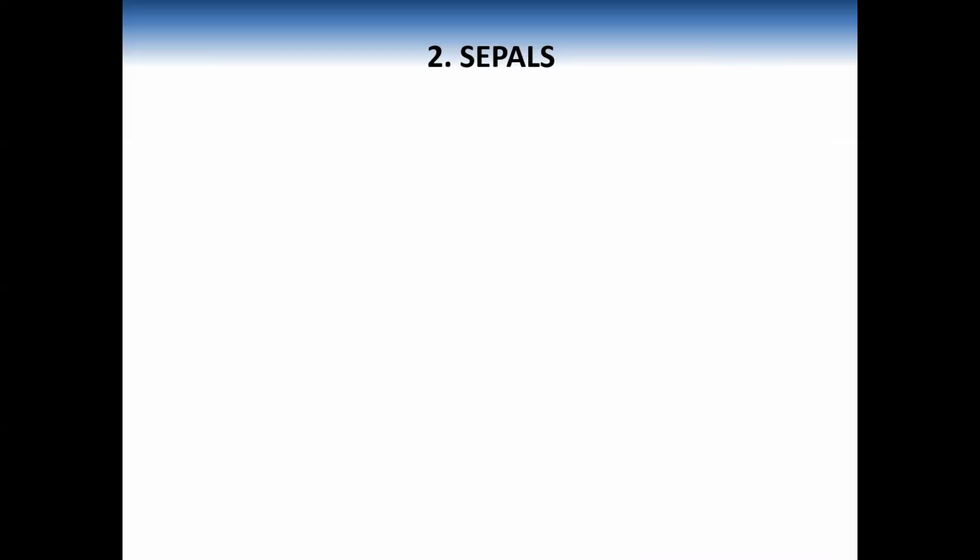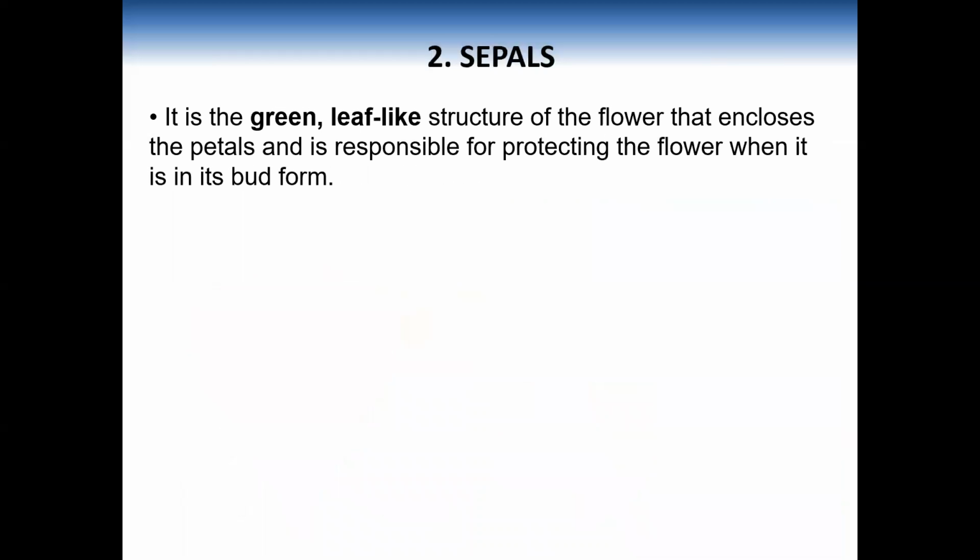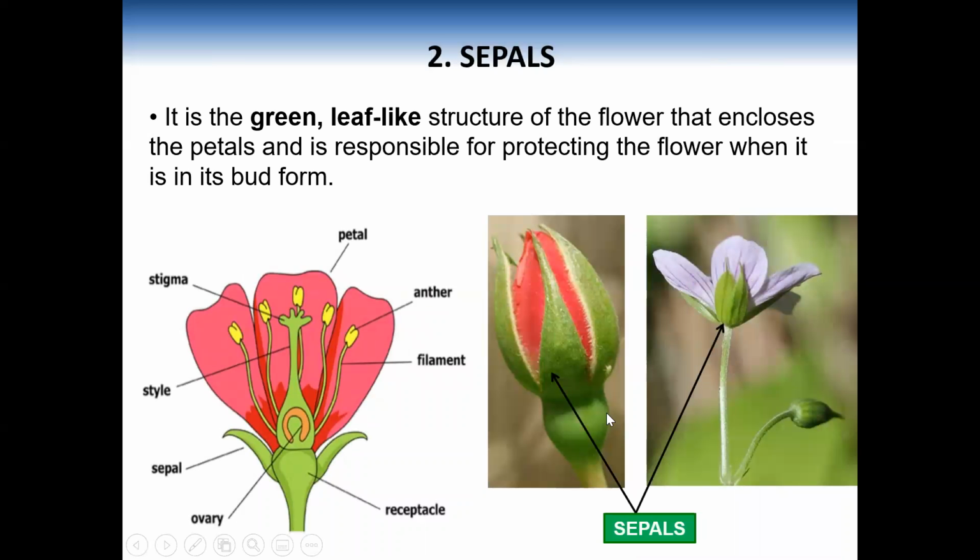Second part is sepal. It is the green leaf-like structure of the flower that encloses the petals and is responsible for protecting the flower when it is in bud form. So this leaf-like structure, green color one, this is sepal, which protects the flower when it is in bud form.